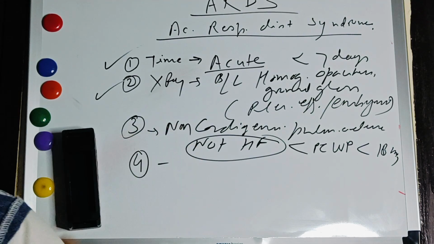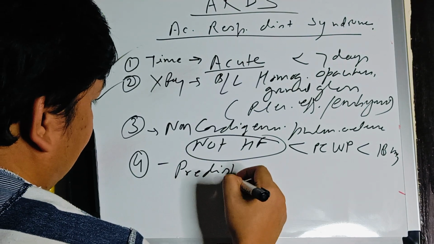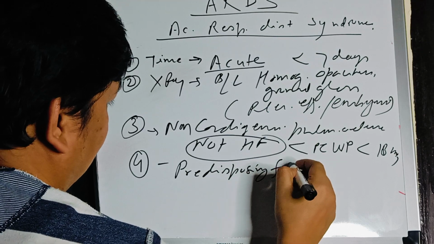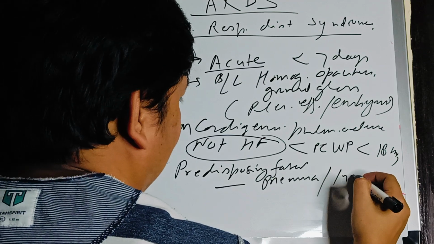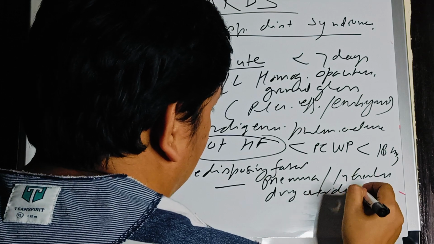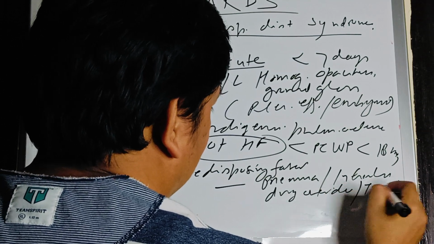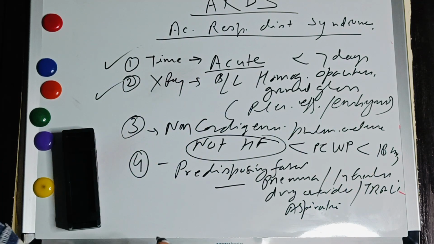Fourth is the predisposing factor. There should be some causative agent, or there should be some risk factor. So a predisposing factor should be present, like pneumonia, inhalational injury, drug overdose, or aspiration. So these are the predisposing factors.